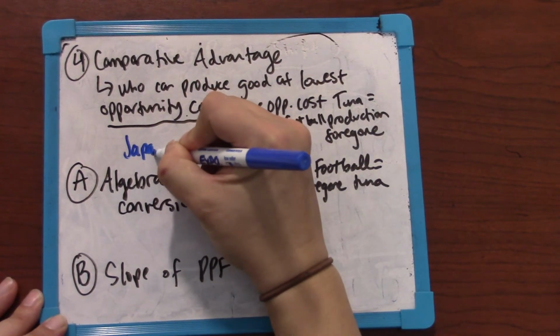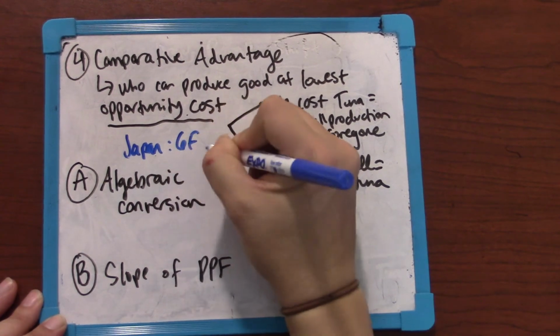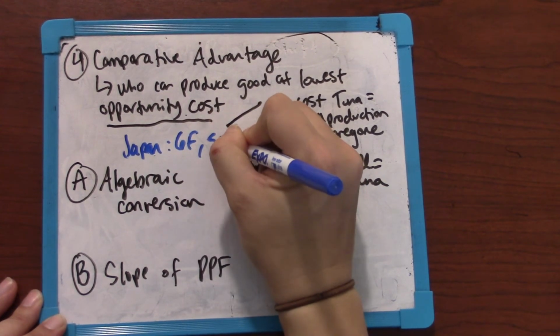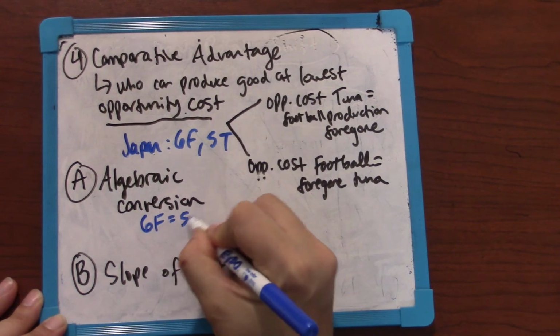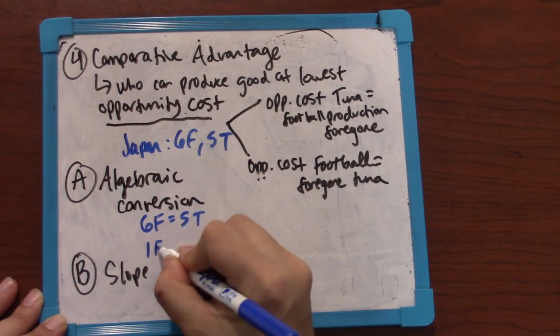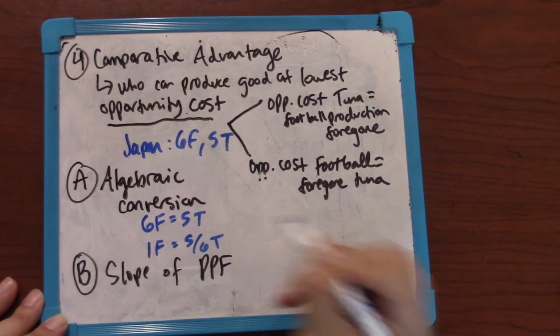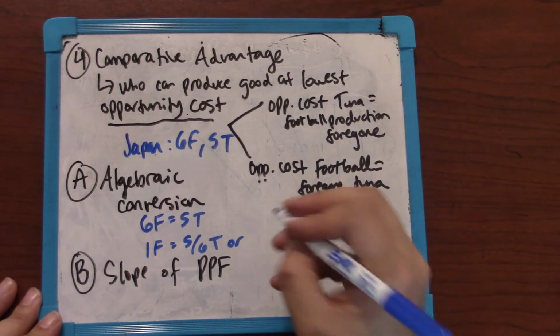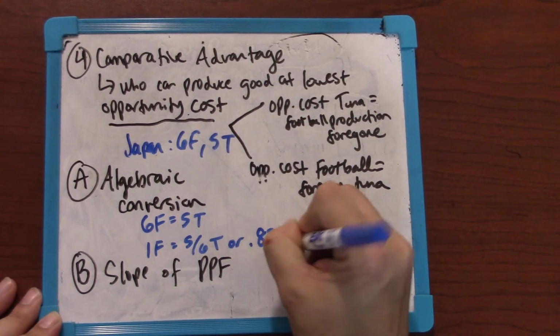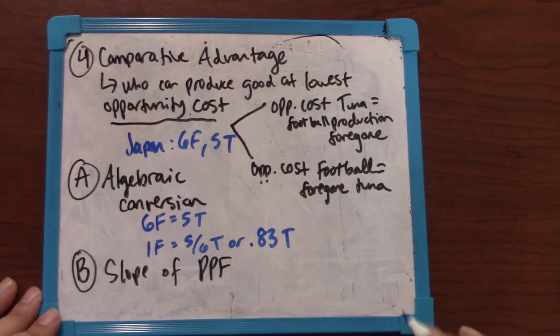So remember, for Japan, they can either do 6 football games or 5 tuna. So that means in terms of resources, 6 football is equivalent to 5 tuna. 1 football is equivalent to 5/6 of a tuna. You can put that in decimals. It can be easier to compare. About 0.83 tuna. That's the opportunity cost of football.